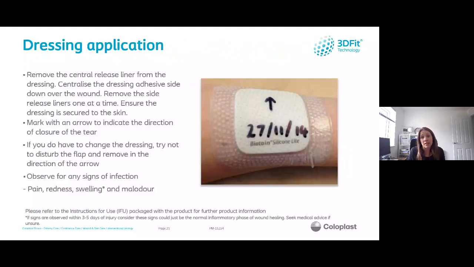You should be observing for any signs of infection that are spreading beyond those margins of the dressing. So are there any signs of redness, swelling, malodor, increased exudate, pain, all things that should present as red flags to us. If that is the case, then you would need to remove your dressing and thoroughly assess your wound and see what is the most appropriate course of treatment moving forward.